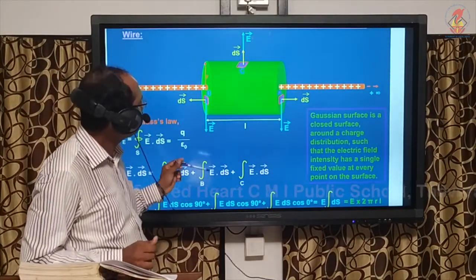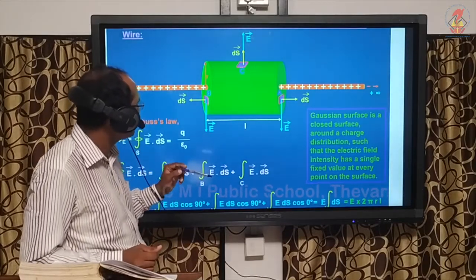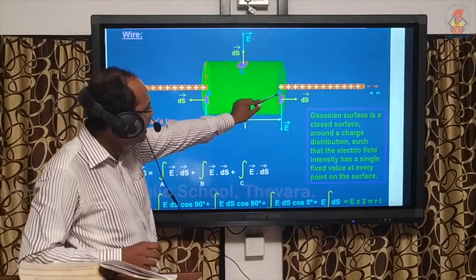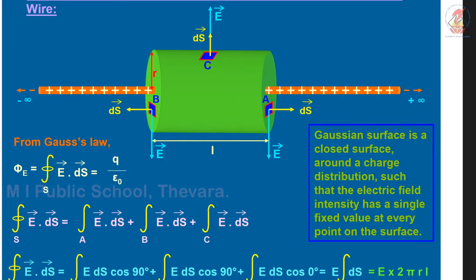conductor. Now the cylinder has three parts. The first one is marked as A, which is the circle, and the second also will be a circle on the left side, which is marked as B, and the third one is marked as C, which is the curved surface area of the cylinder. Now look at the point A. At the point A, you can see that electric field and area vector both are perpendicular to each other. Theta is 90 degree. Similarly, at point B, electric field and area vector are perpendicular to each other. There also theta is 90 degree.